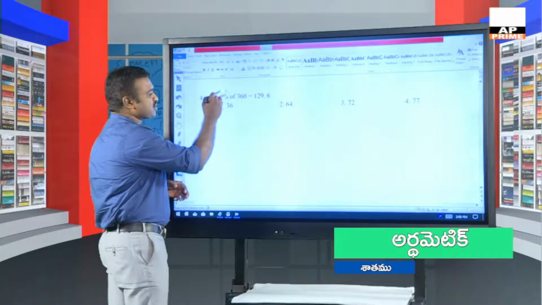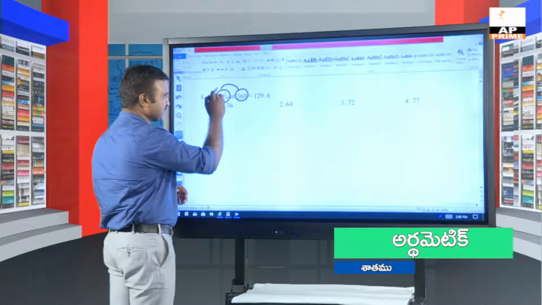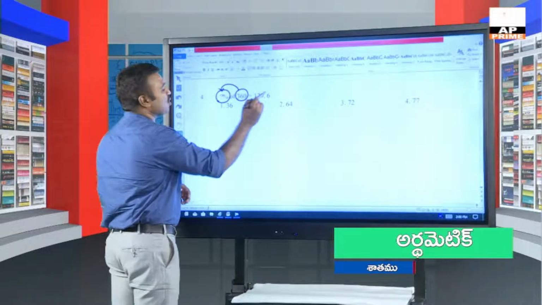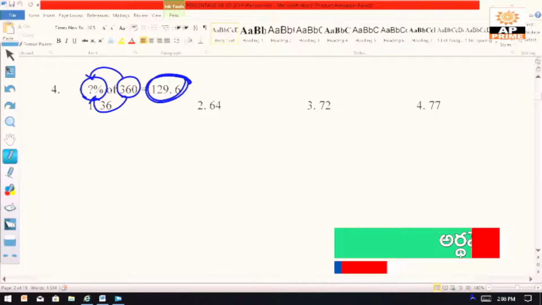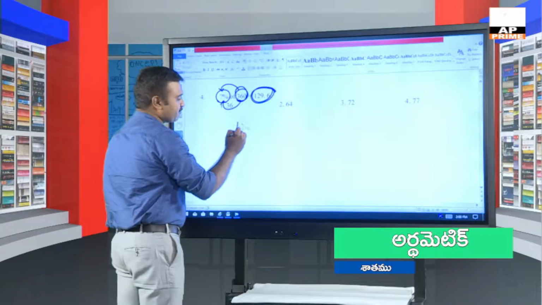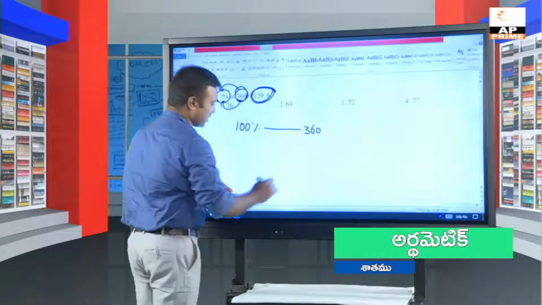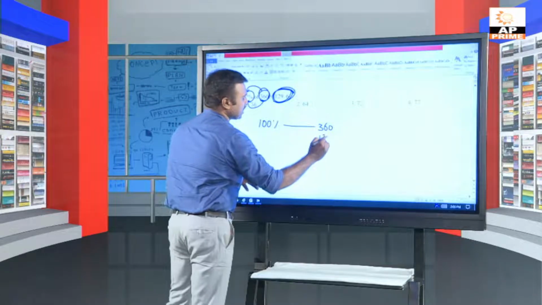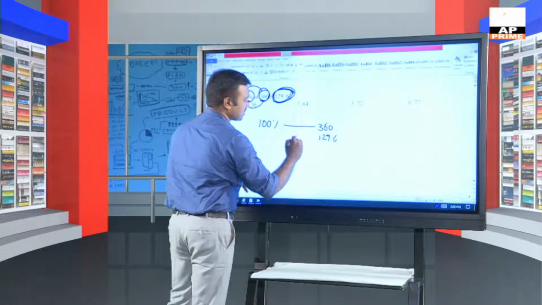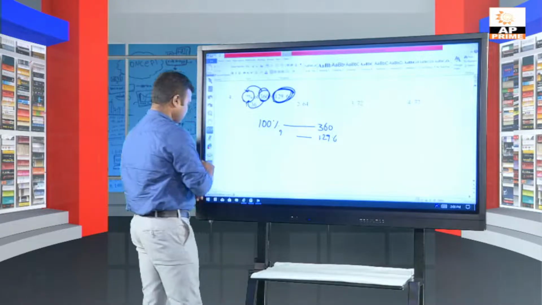ఇక్కడ ఎంత పర్సంటేజో తెలీదు, కానీ ఆ పర్సంటేజ్లో 360లో ఆ పర్సంటేజ్ 129.6 అవుతుందంట. అంటే ఈ 360 మ్యాక్సిమం మార్క్స్ అనేగా. అంటే 100% వచ్చి 360 అయితే, నాకు వచ్చిన మార్క్స్ 129.6. అది ఎంత పర్సంటేజ్? సారీ అండి.